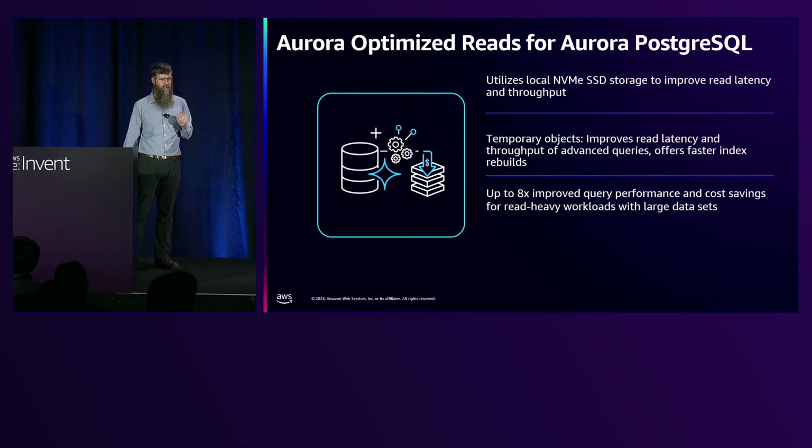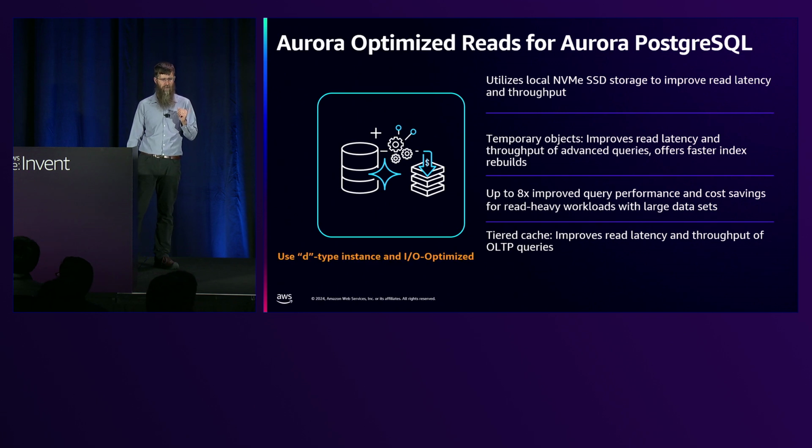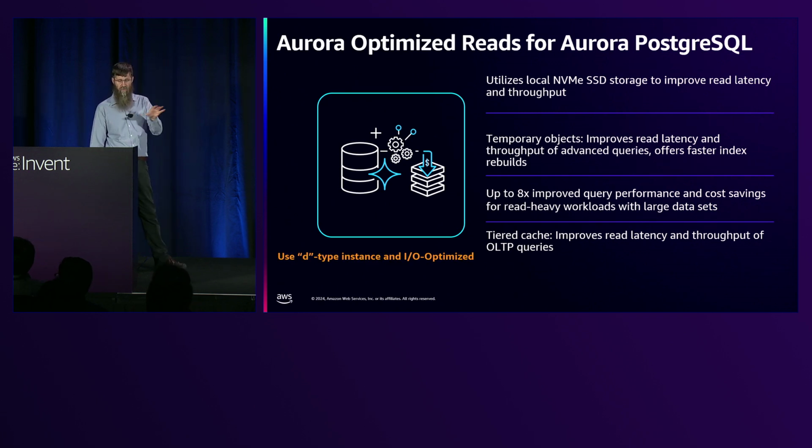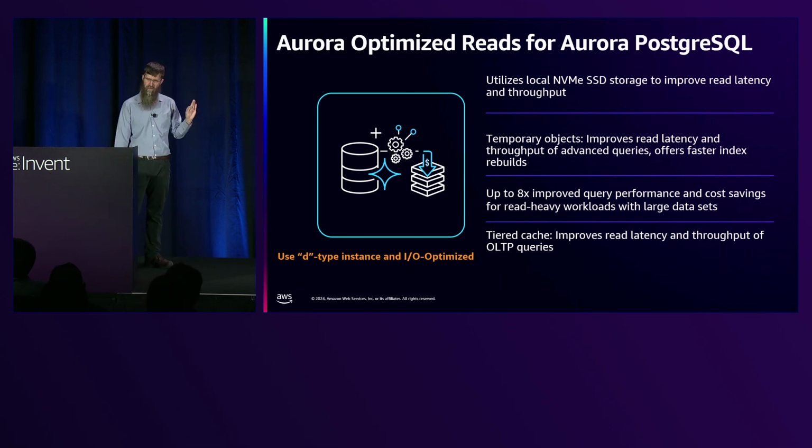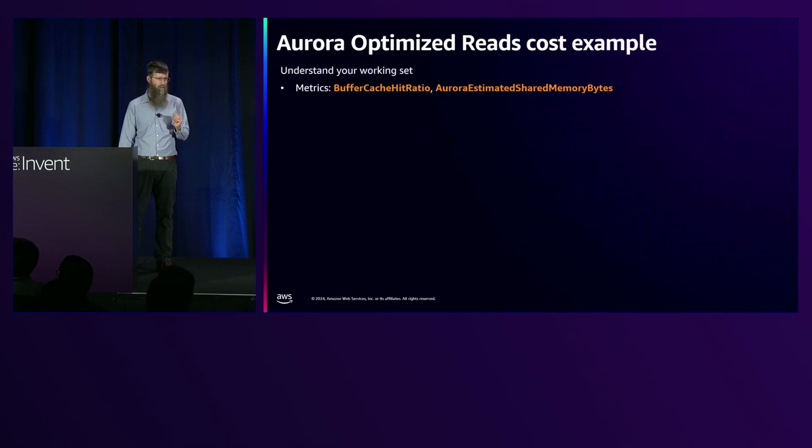Right? So let's see how it works out for these guys. Remember, you can do this by just switching your instance type, which is just a quick failover operation in Aurora. You have to choose one of those instances with a D on the end, and that's it. And you have to be using IO optimized like I talked about before. There's no other settings for you to turn on. All right, so we'll work through a cost example of using optimized reads.